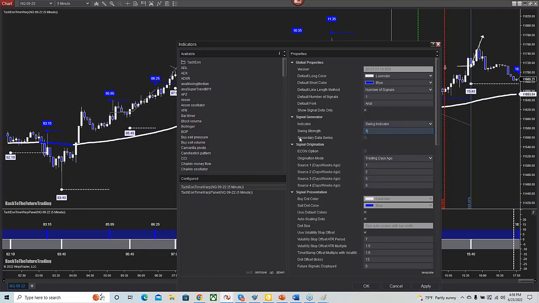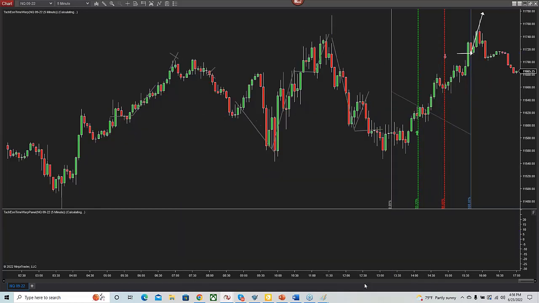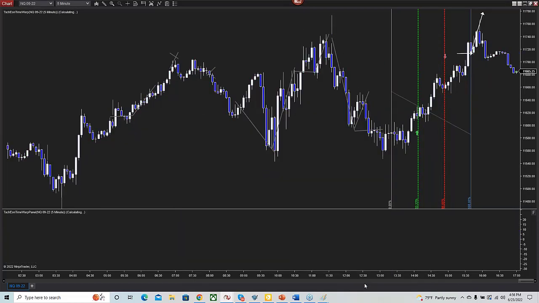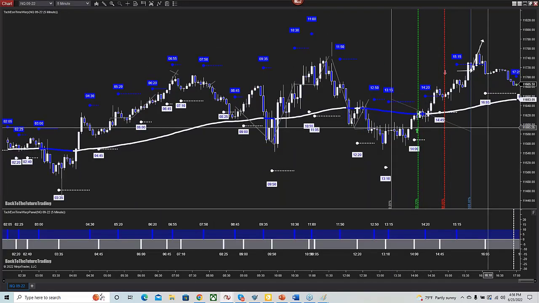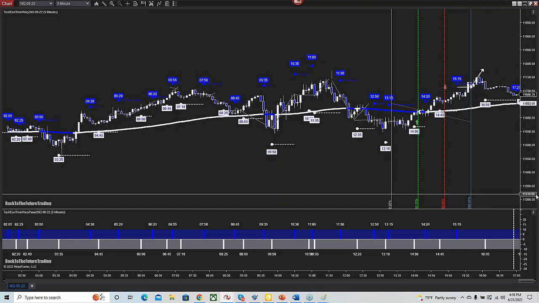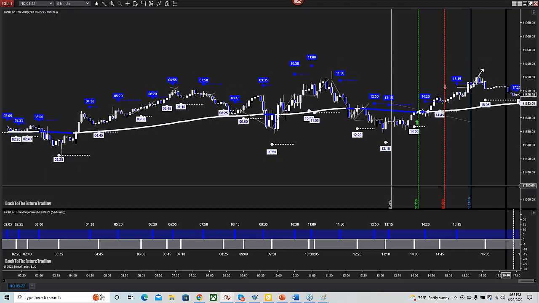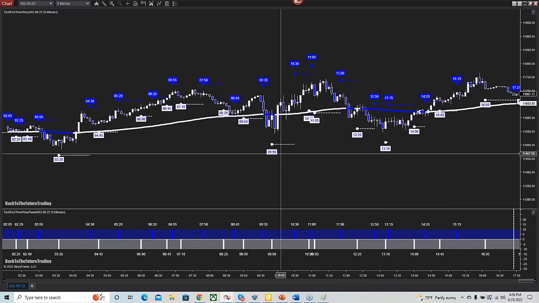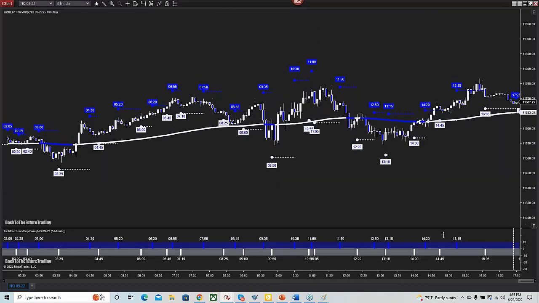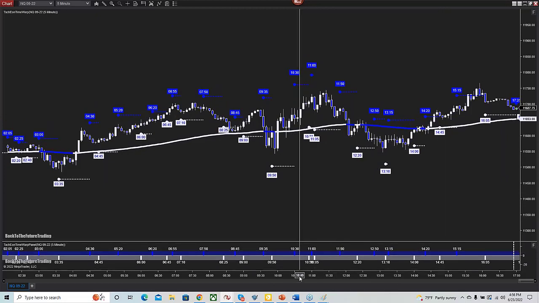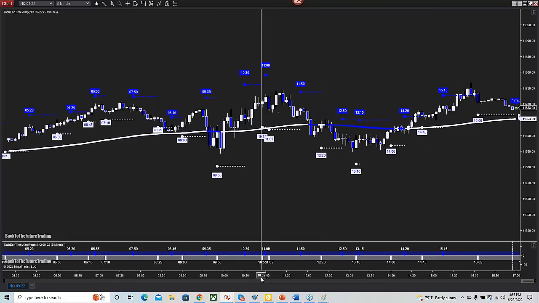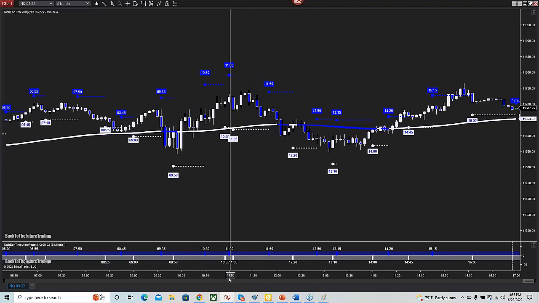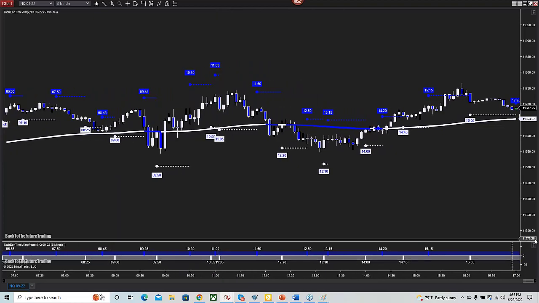Swing strength 5 for the NQ. That's a little crazy, but the signals are more accurate as a result. Let me redraw that, and we'll pull this down so you can see the signals more. So Yusuf, can you see how the signals are coming in at the pivots better?